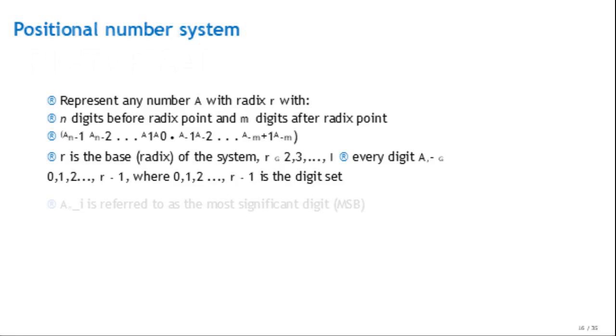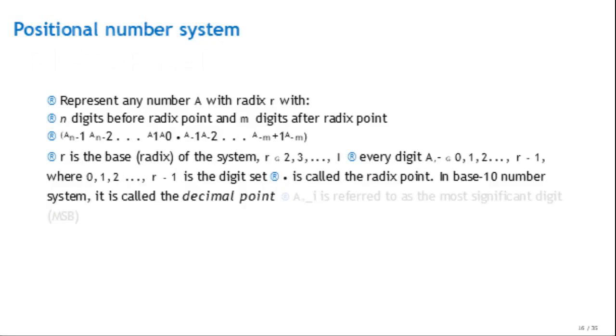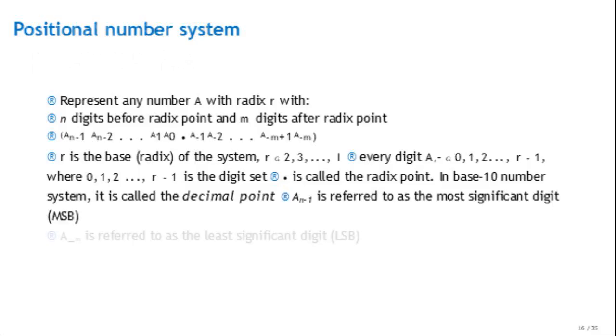The radix point is crucial in our number system. In base 10, it's called the decimal point. The digit A_{n-1} is the most significant digit, while A_{-m} is the least significant digit. A number in radix r can be expressed as a power series of r, with each digit multiplied by r raised to the power of its position. This power series representation helps in understanding the value of each digit, contributing to the overall value of the number.